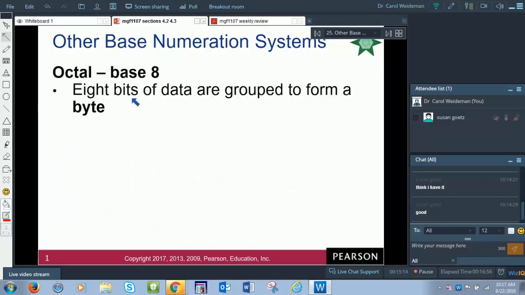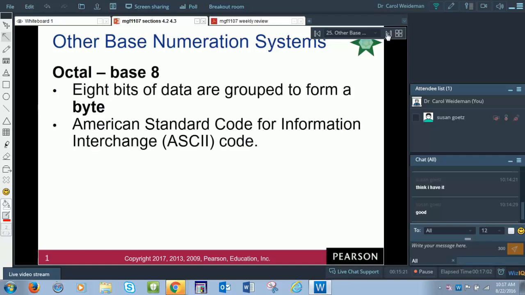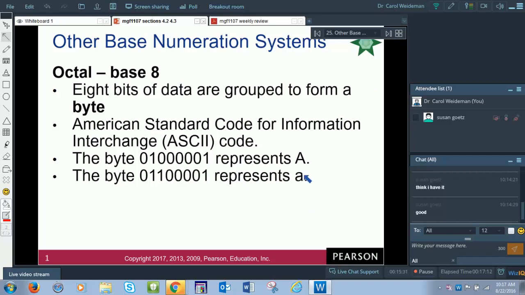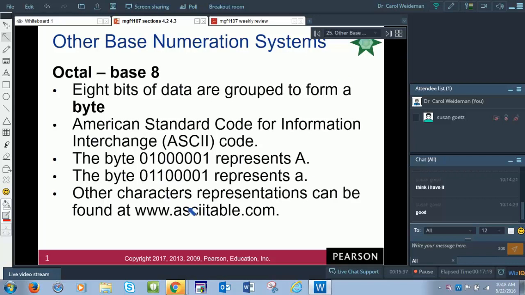Octal is base 8. And groups of 8 bits of data are grouped to form a byte. You may have heard of ASCII code. In ASCII code, this byte represents a capital A. If I want a lowercase a, all I do is change this from 0 to 1. And that's in ASCII code. You can look on the website www.asciitable.com to see all the representations.